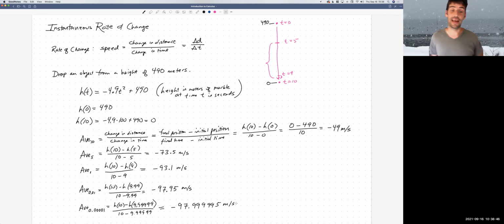But something else is happening here that you've probably noticed, right? We could keep doing this further and further. And if you're curious, you might compute some values for smaller and smaller intervals. And as far as you can take it, whatever the precision of your calculator, sometimes you go too far and your calculator starts rounding. But these numbers appear to be getting closer and closer to 98 meters per second.